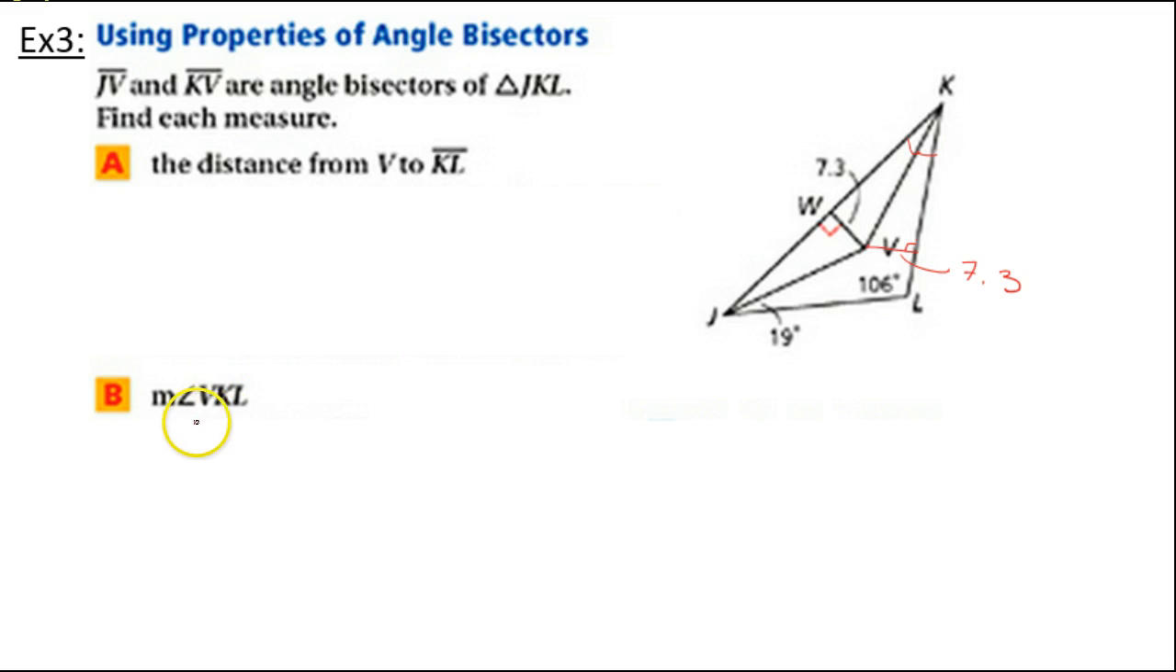The last thing we want to find out is angle VKL. So here's V, here's K, and then here's L. Again, because they're bisectors, these have to be congruent. So if I know this angle, I know that that's also congruent to this angle, which is also congruent to this angle. So measure angle VKL is equal to 19 degrees. And we're done.